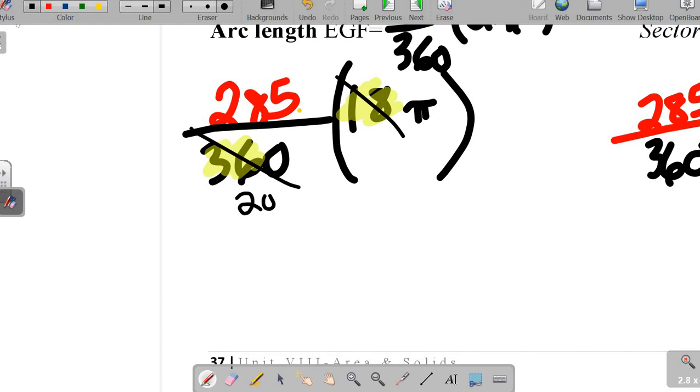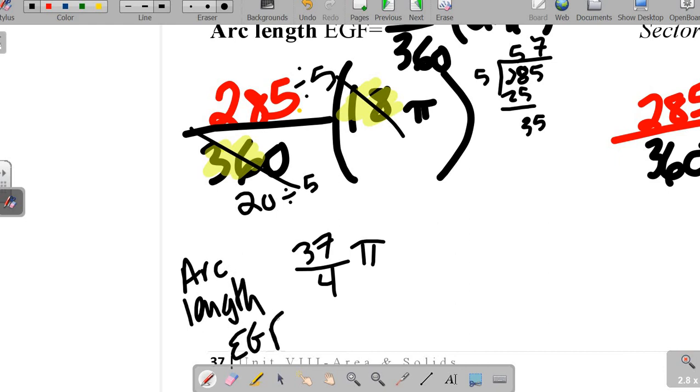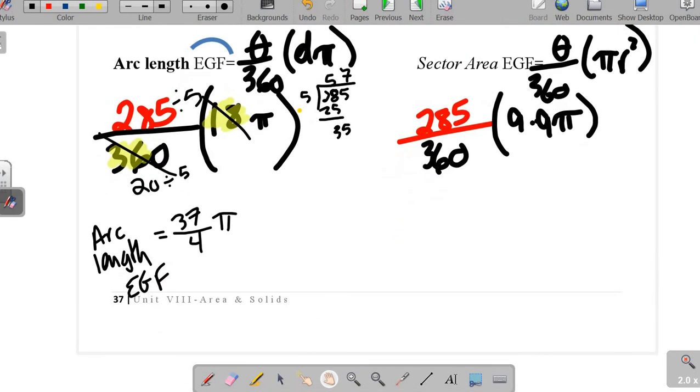We're going to divide both by 5. So I have 285 divided by 5. So if I divide this by 5, I get 37. Divide this by 5, I get 4 pi. That means my arc length, EGF, is 37/4 pi. Check for units. Yards, singular.